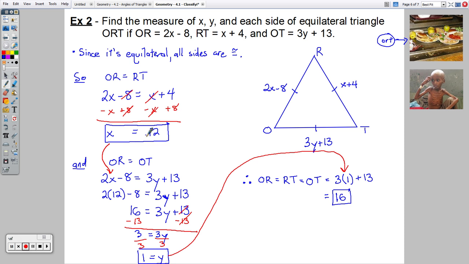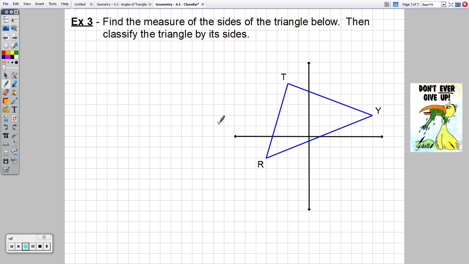If you plugged in 12 for x instead into either this or this, you would get 16 here, you would get 16 here. You can check your answer by doing that. Always a good idea. So these all equal 16. We found each side of the equilateral triangle. And then let's move on to our final example.